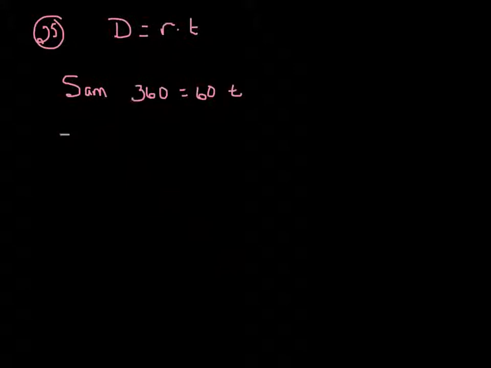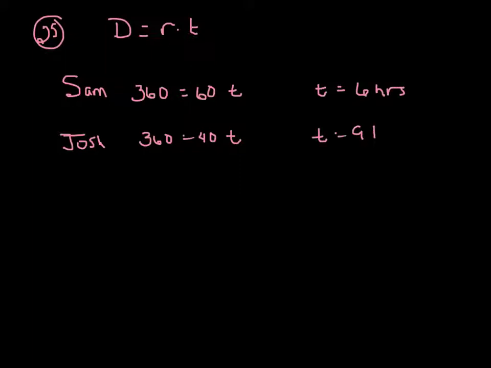Then we also have Josh, who traveled 360 miles also, but he was only traveling 40 miles per hour, and I need his time. So solving each of these equations, I get that for Sam, his time was 6 hours, and for Josh, his time was 9 hours. And the question was, how many hours quicker did Sam get there? So he got there 3 hours earlier than Josh did.